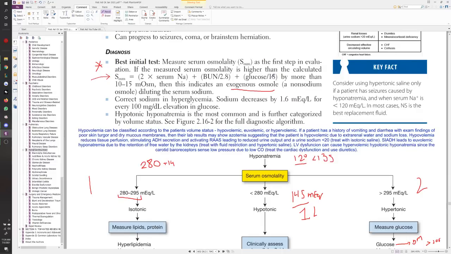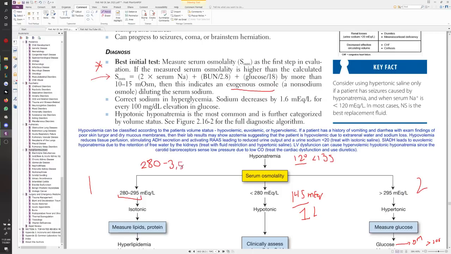This is why this equation sucks though, because the numbers are not easily dividable. So I wanted the BUN to be 10, right? So 10 divided by 2.8 gives you like 3.5 actually. Okay. Because I want BUN to be an acceptable, not crazy BUN, because we're trying to find normal serum osmolality. So 10 divided by 2.8 would give you like 3.5.